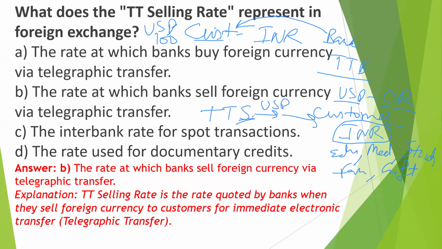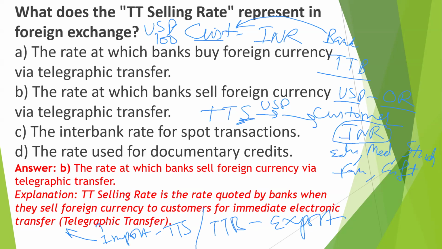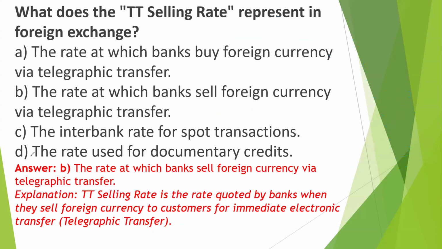So always think from the perspective of the bank. You are a banker and you have to think as the bank: are you selling USD or buying? TT buying will happen for an export customer. For an export customer we will use TT buying. And if a customer is doing an import transaction, then we will use TT selling, because in import he will be sending the funds abroad. The customer will have INR and he needs USD or any other currency. So TT selling. In export case, we will use TT buying. I hope this concept is clear. If not, you can write in the comment section any doubt you have. Okay, let's see the next question.